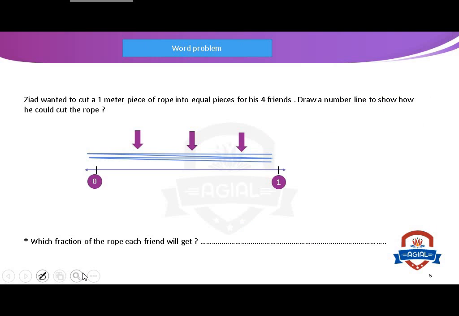Ziad wanted to cut a 1 meter piece of rope into equal pieces for his 4 friends. He wants to cut it to give it to 4 friends. Draw a number line to show how he could cut the rope. Okay, to cut the rope, we will draw a line like it from 0 to 1, and we will divide it into 4 equal parts from here, from here, from here, and here.